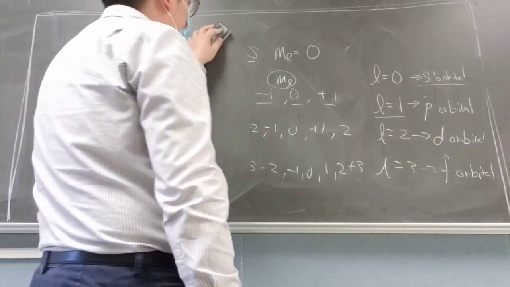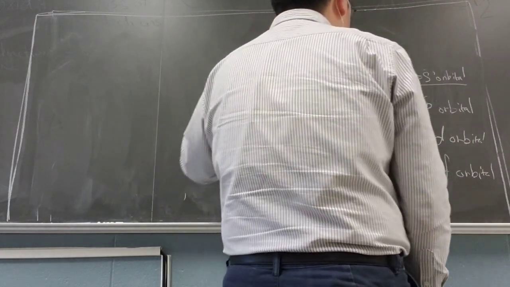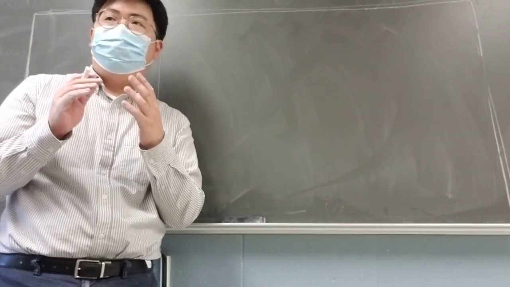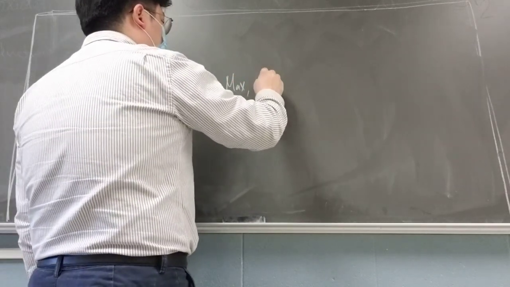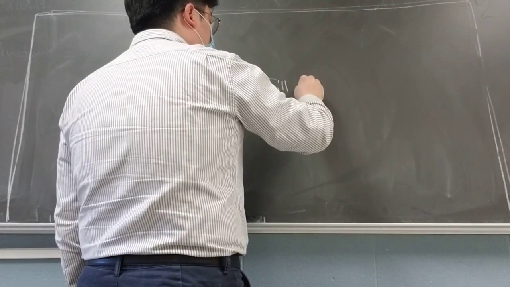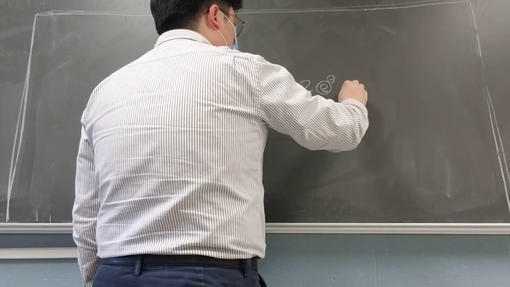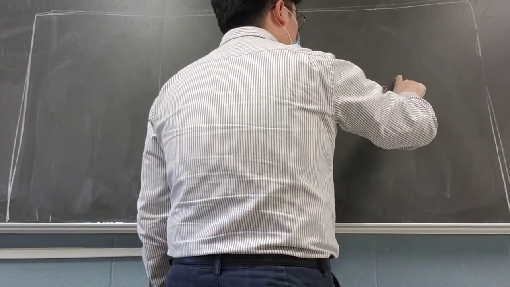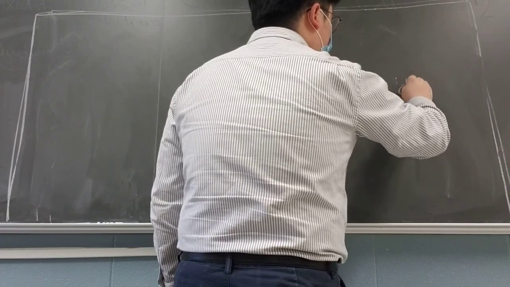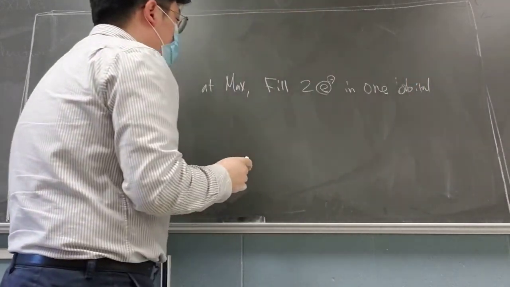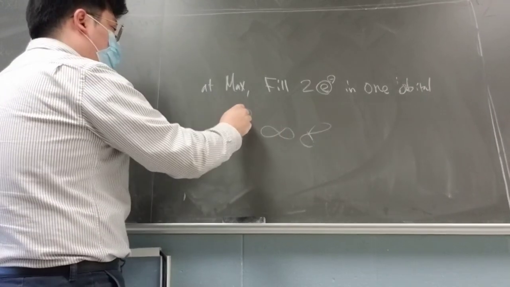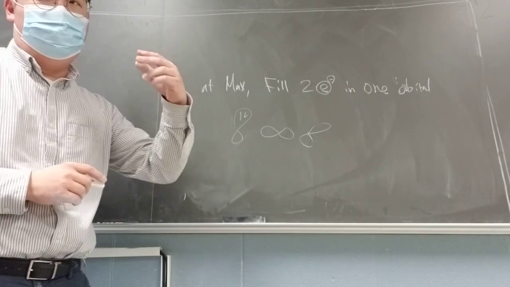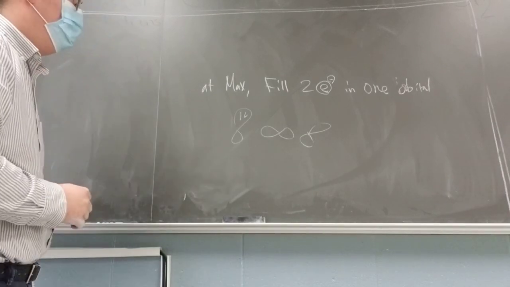All right. So the last one is the magnetic spin, for electrons. There's a rule: at max, you can only fill 2 electrons in one orbital, meaning one subshell orbital diagram box. So if you have p1, p2, or p3, only 2 electrons can occupy each orbital.